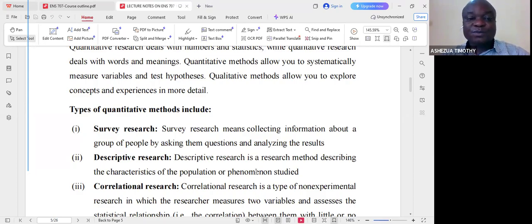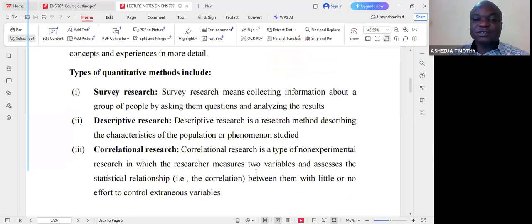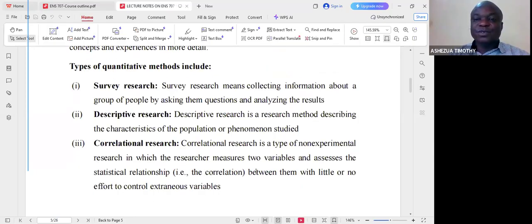We have what we call descriptive research. Descriptive research is a research method describing the characteristics of the population or phenomena studied. So that's descriptive research. We have correlational research. Correlational research is a type of non-experimental research in which the researcher measures two variables and assesses the statistical relationship between them with little or no effort to control external variables.